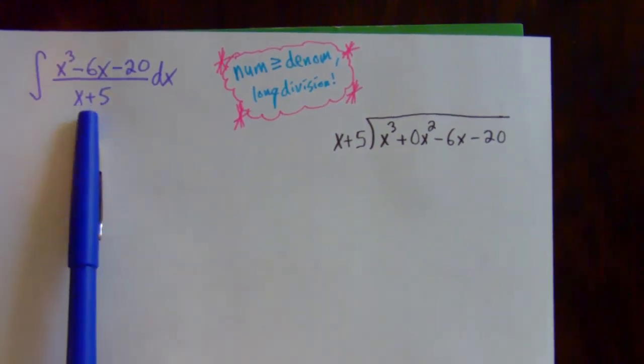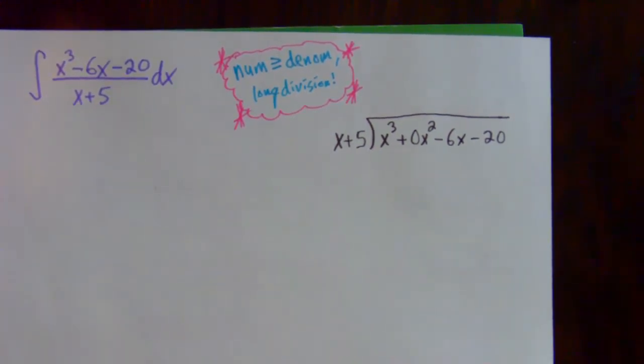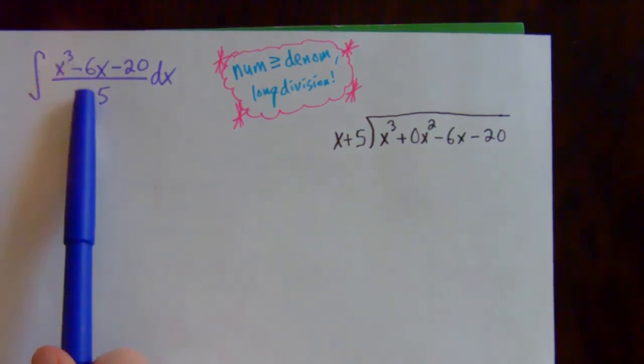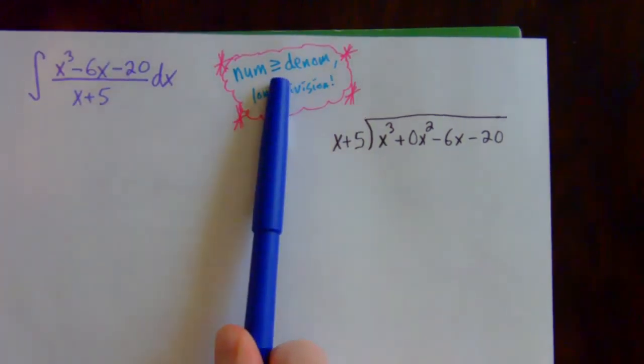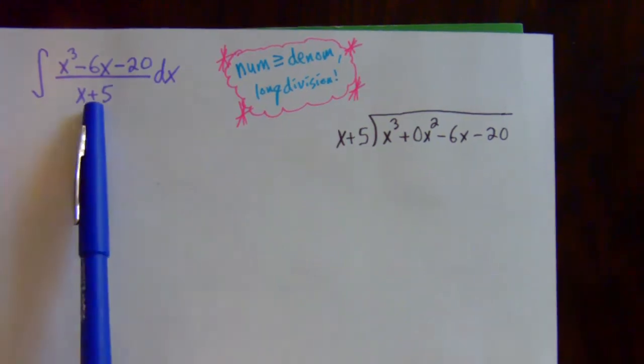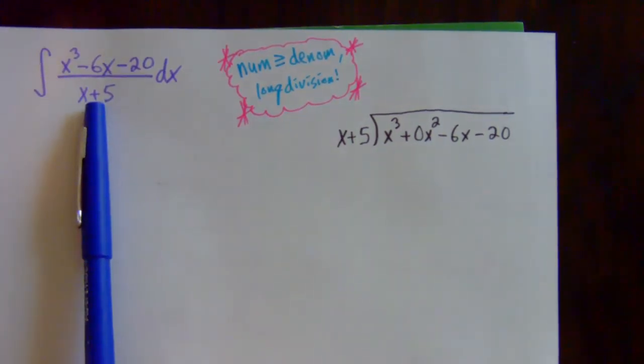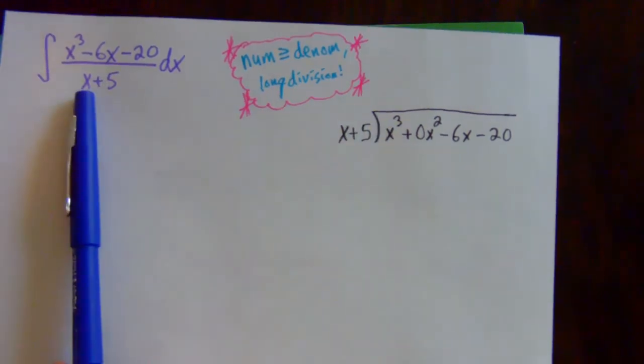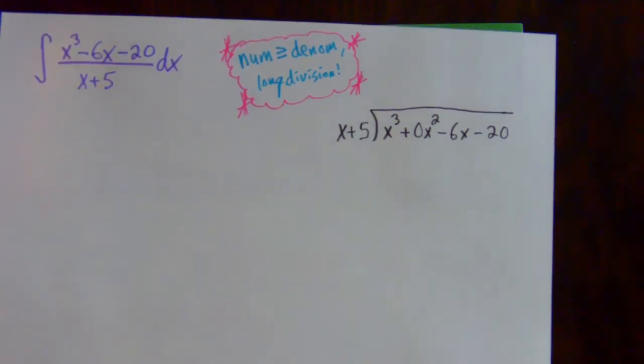Now, sometimes if I have a linear factor, I can get away with doing synthetic division, but long division is the method that always works. So that's what I'm going to review with you right now. Even if it's an x cubed over an x cubed and they're equal to each other, long division, all right? If we don't do that here, I can't integrate this thing. But once I do the long division, I'm going to turn it into something that can very easily be integrated.